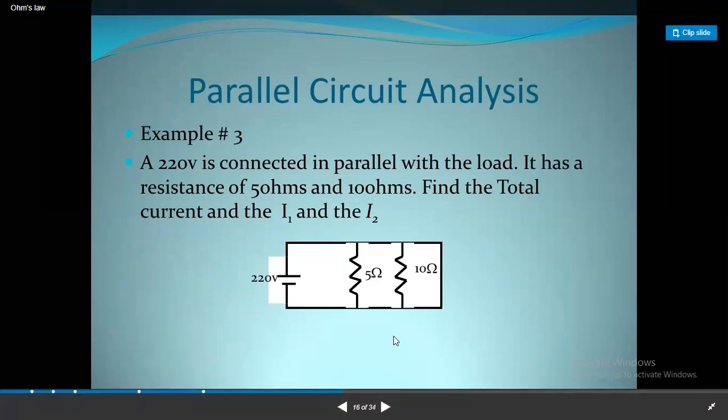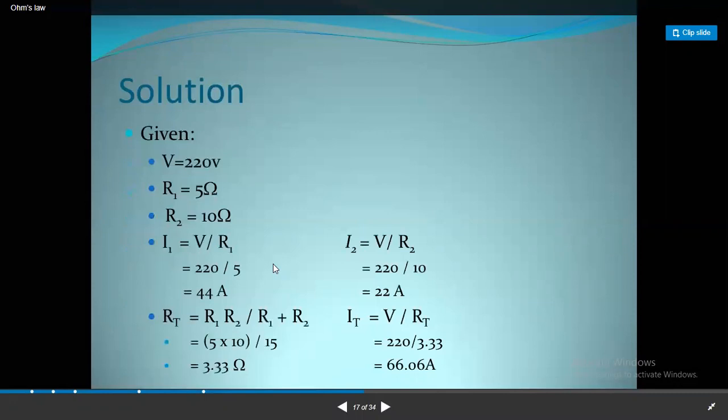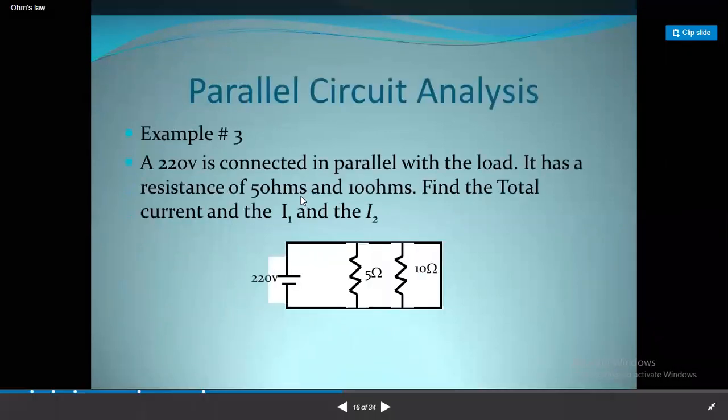Then this is the most important point. They ask about a 220 volt supply connected in parallel with a load. It has resistances of 5 ohms and 10 ohms. It should not be 50 and 100, I just made a mistake. It's 5 and 10, right? Find the total current, and I1 and I2.